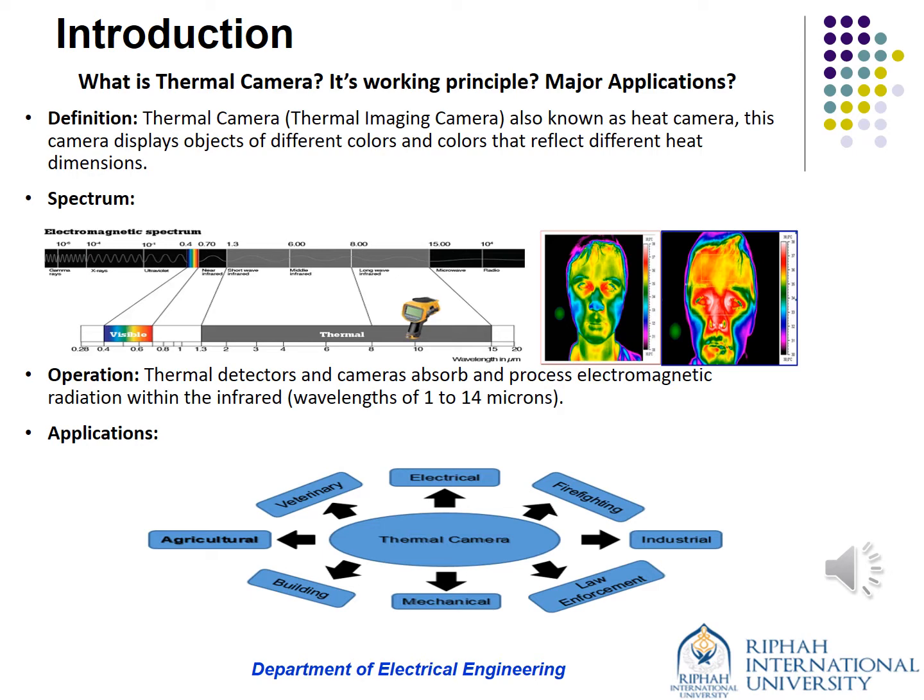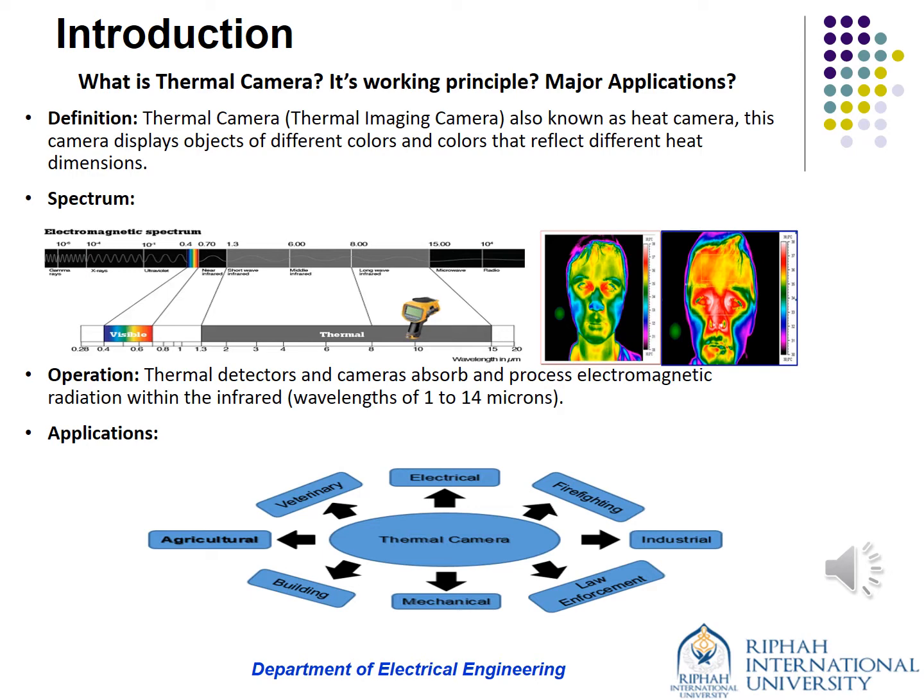Firstly, we start with what a thermal camera is. A thermal imaging camera is all about displaying objects in different colors, and the colors reflect different heat levels. It is known as a heat camera too. According to the color gradient, red to white indicates high temperature, and purple, blue, light blue to green indicates a low temperature from the environment, usually on a wet area.